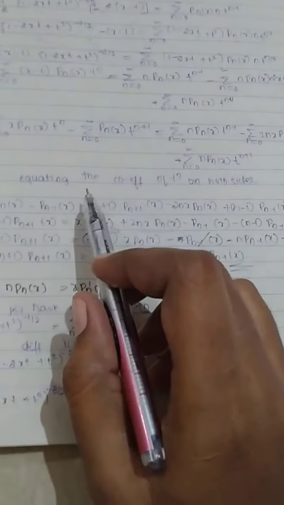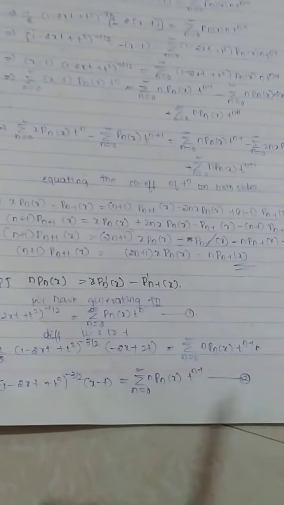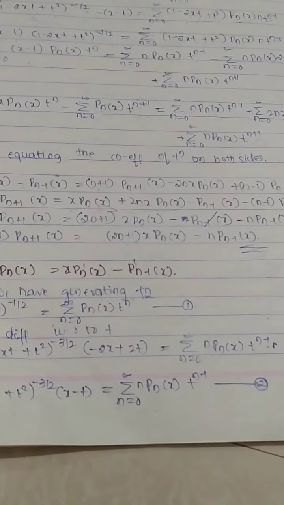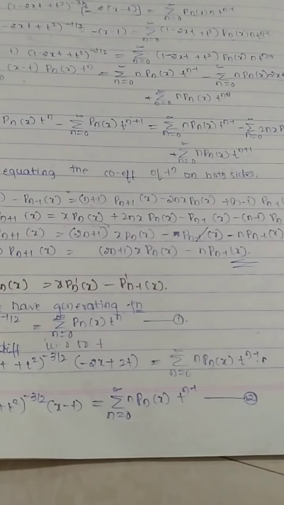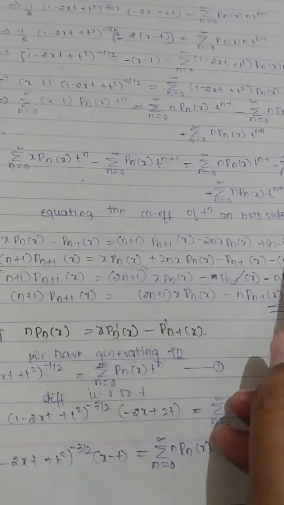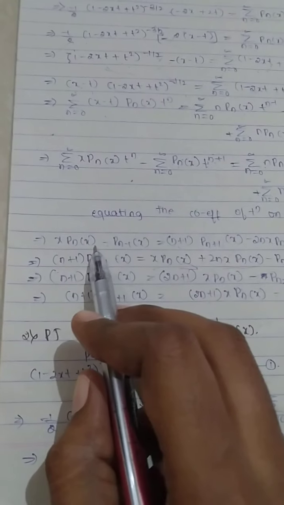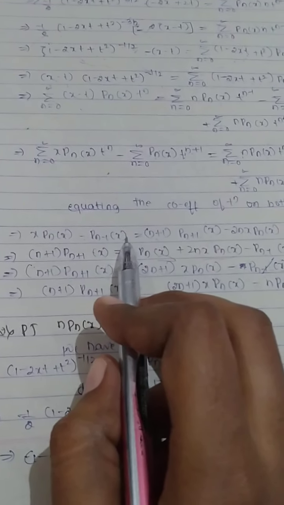Okay, so what is my next procedure? My next procedure is I have to equate the coefficients of t raised to n on both sides. So what are my coefficients? My coefficients are x into Pn of x minus Pn minus 1 of x.